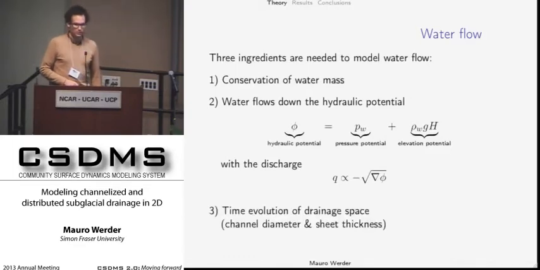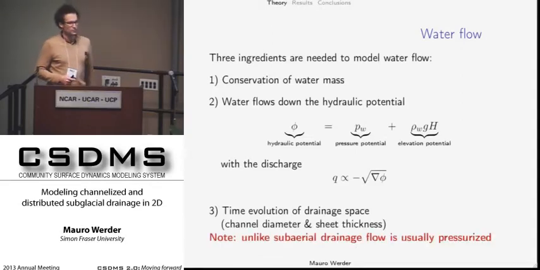And then the third ingredient: we need to know how the drainage space evolves. That means how the channel cross-sectional area and the sheet thickness evolve. And one thing to note is that unlike subaerial drainage, which probably most of you are working on, the flow is pressurized, so these channels and the sheet are completely filled with water most of the time, and that's what we assume in this model here.